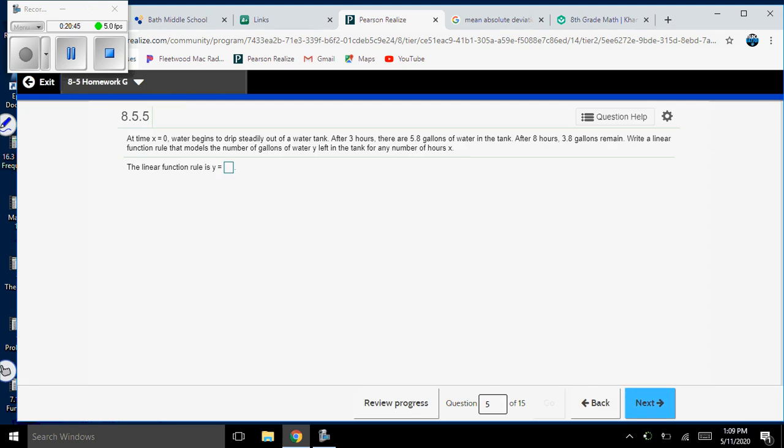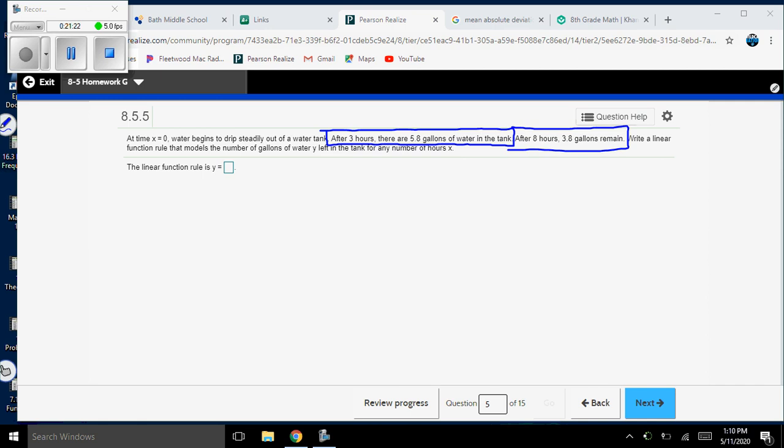At time 0, water begins to drip steadily out of the tank. After 3 hours, there are 5.8 gallons of water in the tank. After 8, 3.8 remain. Write a linear function that models this. Now, one of your things that you're going to have a little issue here with is you are losing water. So whatever your rate of change is going to be a negative number. So we're dripping out of the tank. After 3 hours, there are 5.8 gallons of water in the tank. After 8 hours, 3.8 remain.